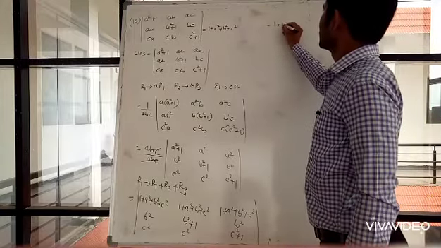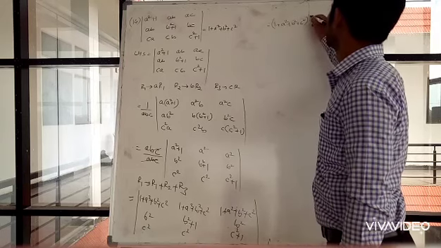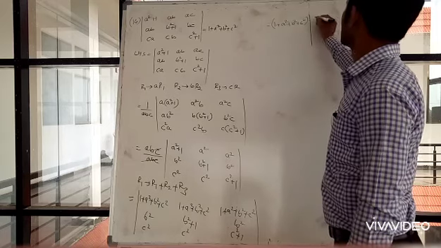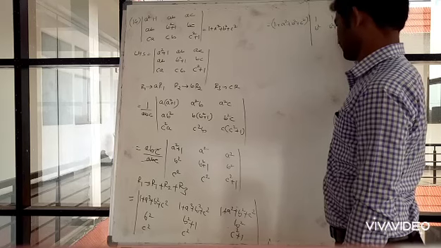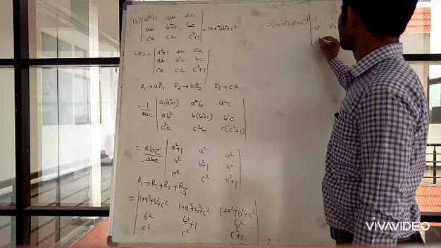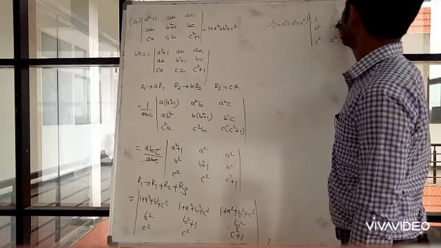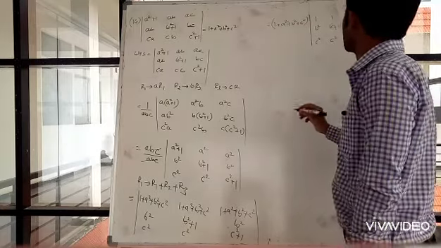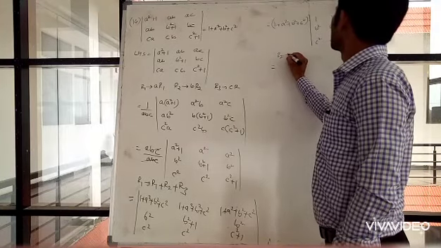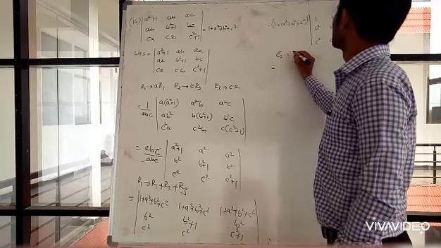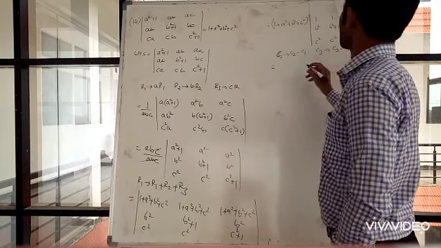Next. Take 1 plus A square plus B square plus C square common in the first row. Take it outside. Here 1, 1, 1. B square plus 1, B square. C square, C square plus 1. Again, what will we do? Make them 0. If you make them 0, C2 becomes C2 minus C1, C3 becomes C3 minus C1.